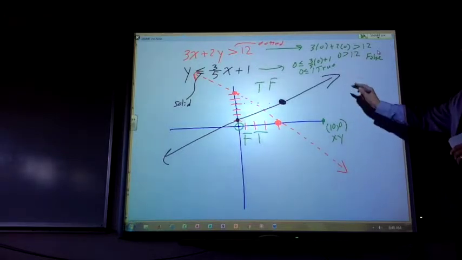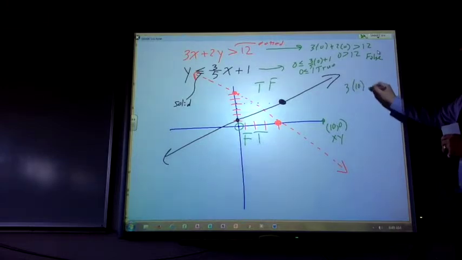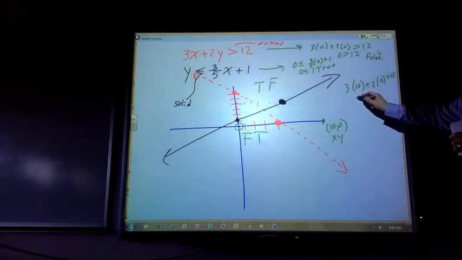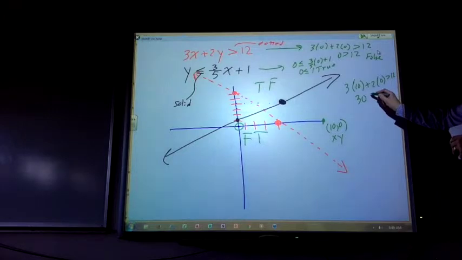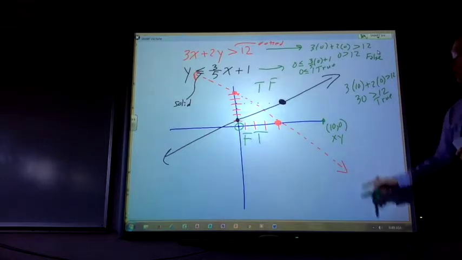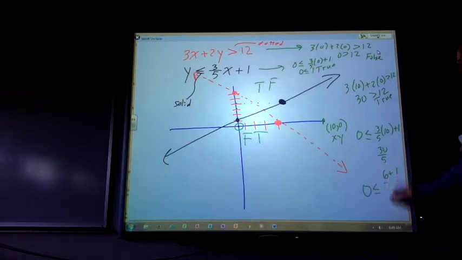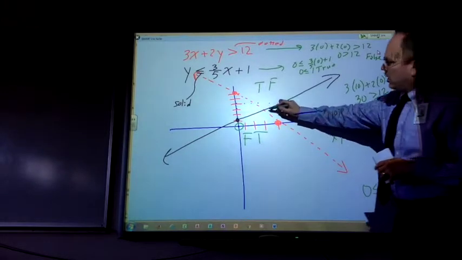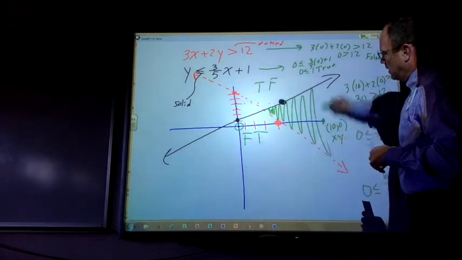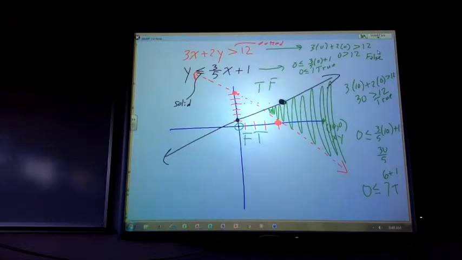So I'm going to take this and plug it into the original. So I have 3 times 10 plus 2 times Y, which is 0. 3 times 10 is? 30. 2 times 0 is 0. Is 30 greater than 12? It gives me my first true. Let's take the 10, 0 and plug it into the other one. So I get 0 is less than or equal to 3/5 times 10 plus 1. That's 30 over 5, which is 6. 6 plus 1. Is 0 less than or equal to 7? That's also true. So that tells me that this region right here, in between those lines, is where my solution will fall.